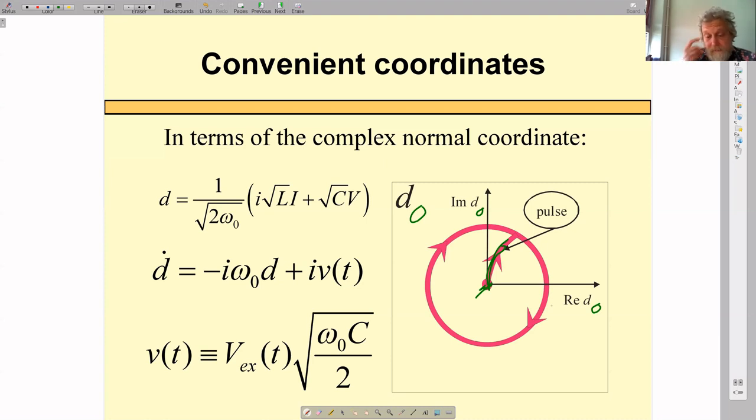Right, let me get back. So we're still in classical mechanics. We just plot the oscillator in convenient coordinates. So if it's D, it is a circle. If it's D naught, it's just a point in this plane.